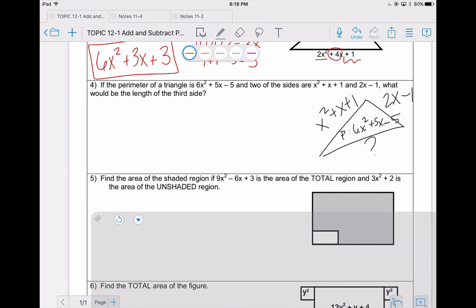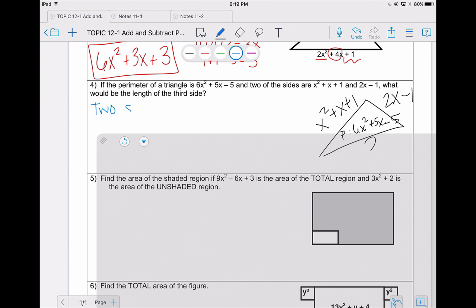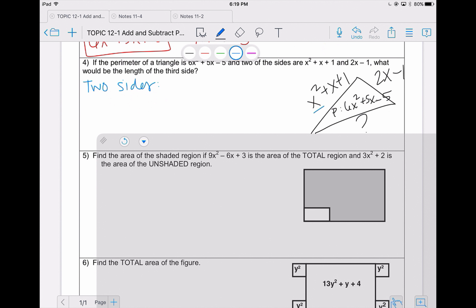So this one's going to have 2 steps in it. The first thing I'm going to do is find the length of the 2 sides. Because remember, on problem 3, we found the perimeter by adding all the sides. Well, this time I only know 2 sides. So with my 2 sides, I have 1x squared, I have an x and 2x for a total of 3x's, and then I have 1 minus 1, which is just going to cancel.